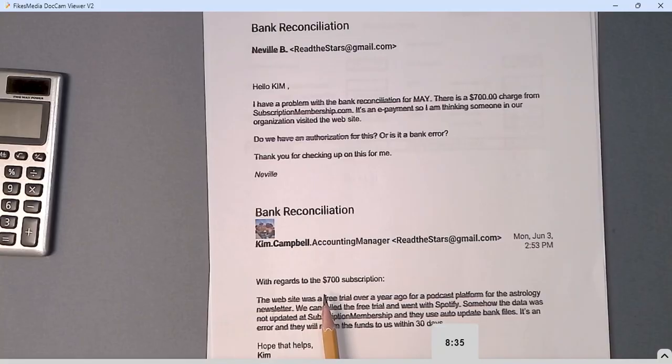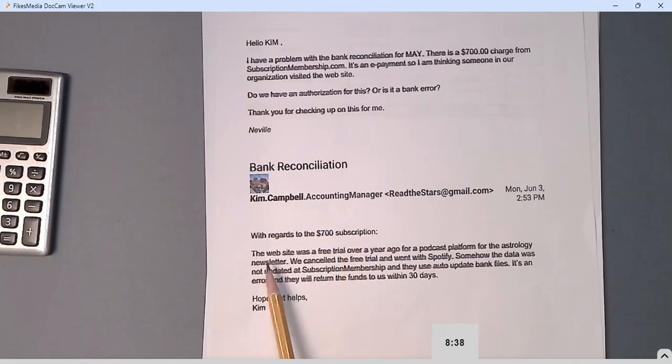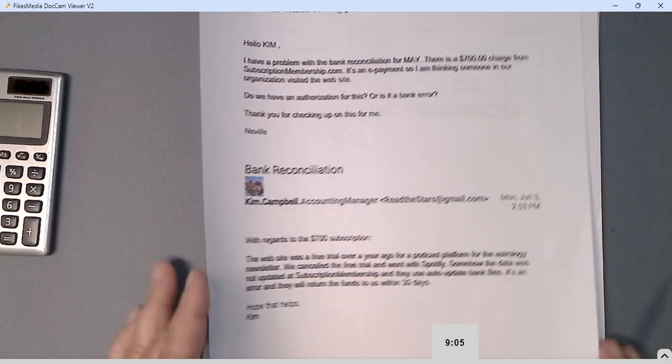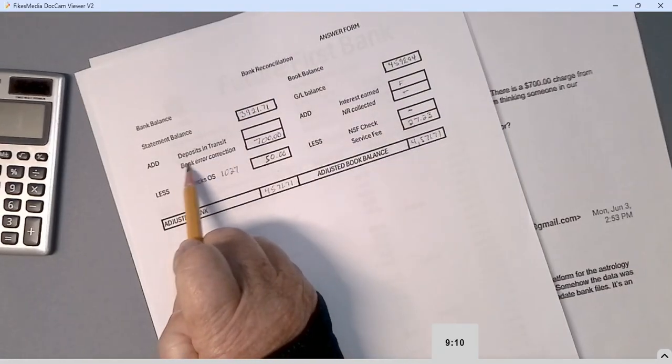With regards to the $700 subscription, the website had a free trial over a year ago for a podcast platform for the astrology newsletter. We canceled the free trial and went with Spotify. Somehow the data was not updated at subscription membership, and they use auto update bank files. It's an error, and they will return the funds to us within 30 days. Hope that helps, Kim.